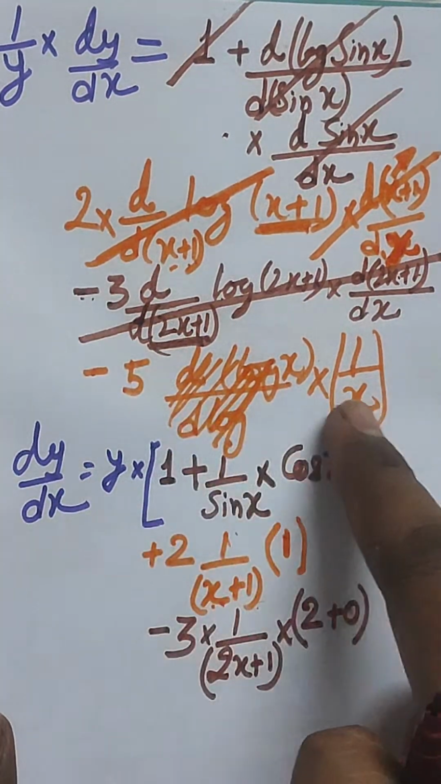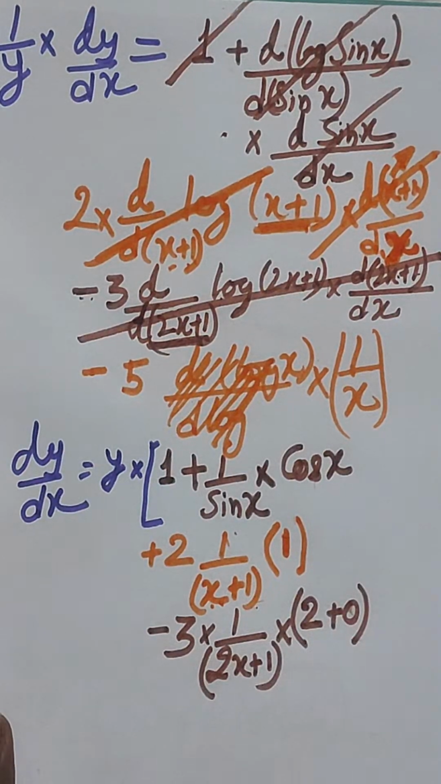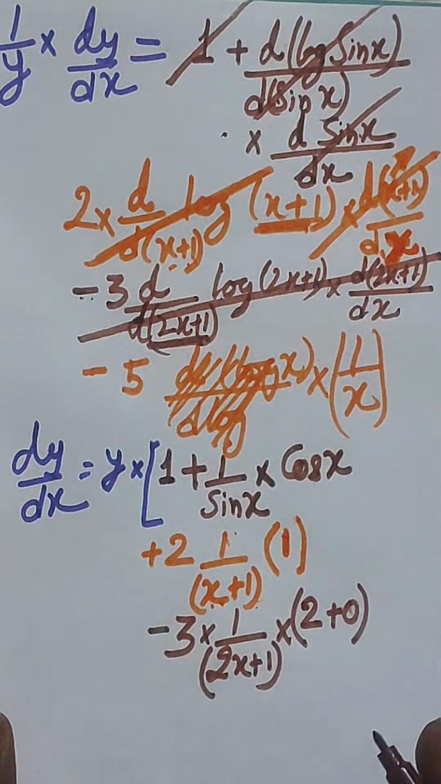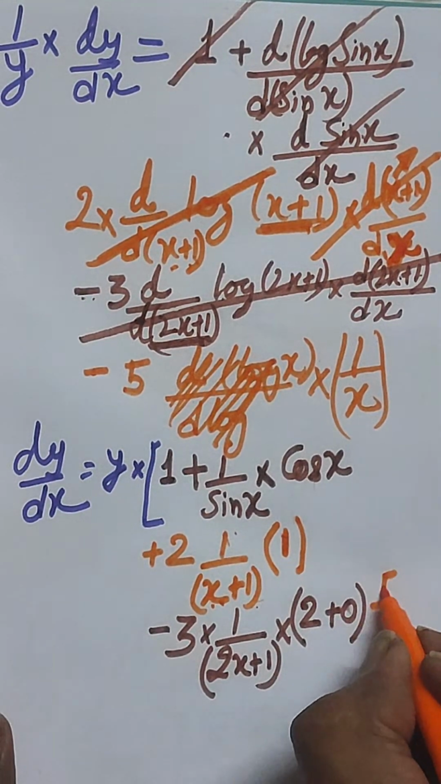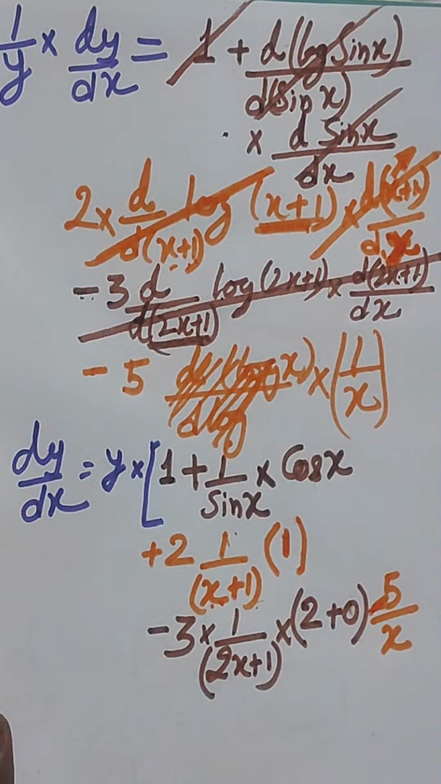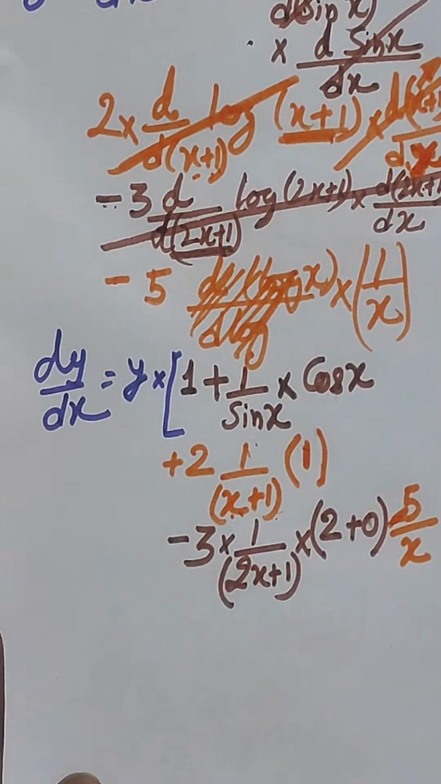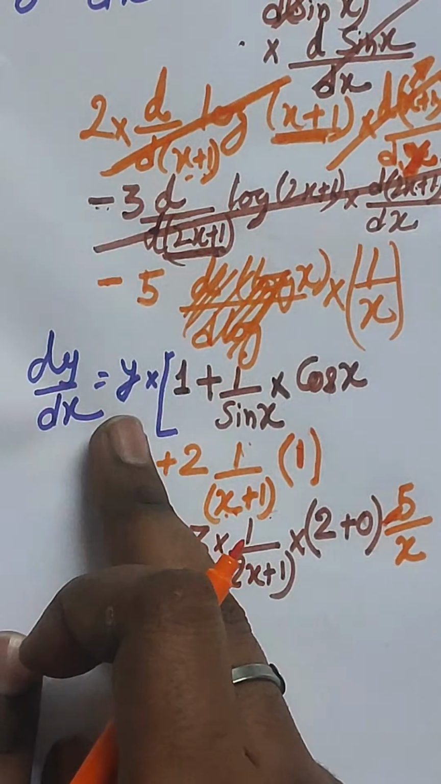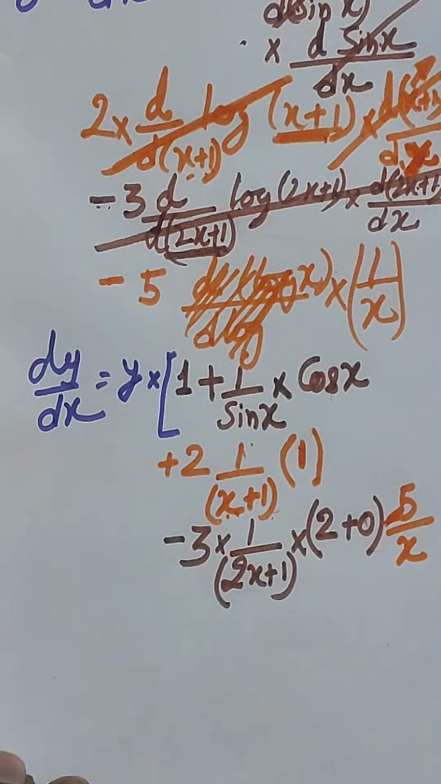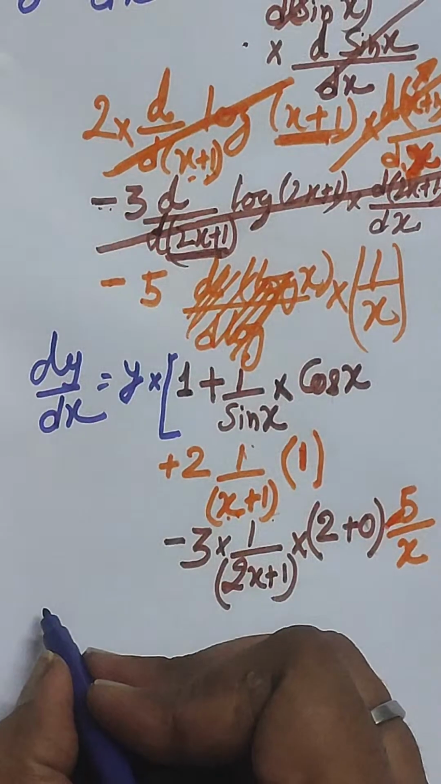Now the last term is left, minus 5 into 1 by x. So this is as it is, right? Just write minus 5 by x, minus 5 by x, right? Now we have dy by dx equal to y times 1 plus 1 by sin x into cos. So we can write it, let me close it.